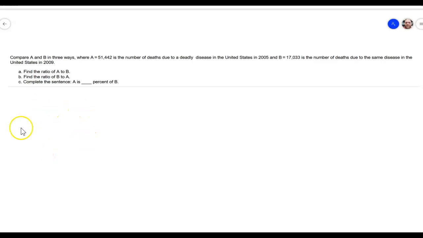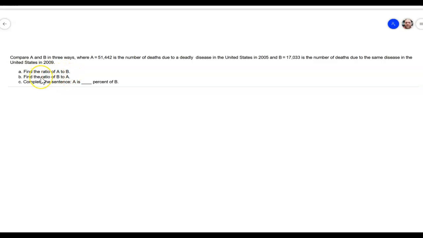But anyways, it says A, find the ratio of A to B. B, find the ratio of B to A. And C, complete the sentence: A is what percent of B? I'm going to let you know where in the book to guide you to answer these, and then we'll take a look at them. All right, they talk about the percentage problems on page 128, and for A, it says find the ratio of A to B.